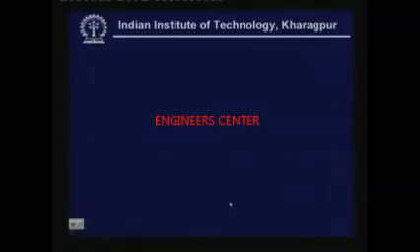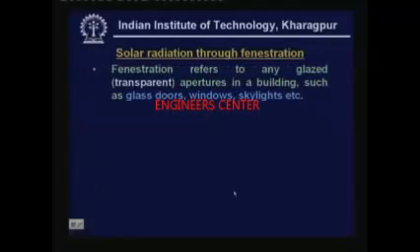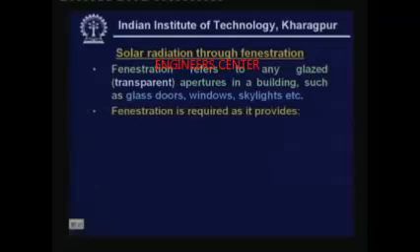Now next let us look at solar radiation through fenestration. First of all, what is fenestration? Fenestration refers to any glazed apertures in a building such as glass doors, windows, skylights, etc. That means it refers to all those transparent surfaces such as doors, windows, skylights, etc. All these are called fenestration. We need fenestration, all buildings have fenestration.